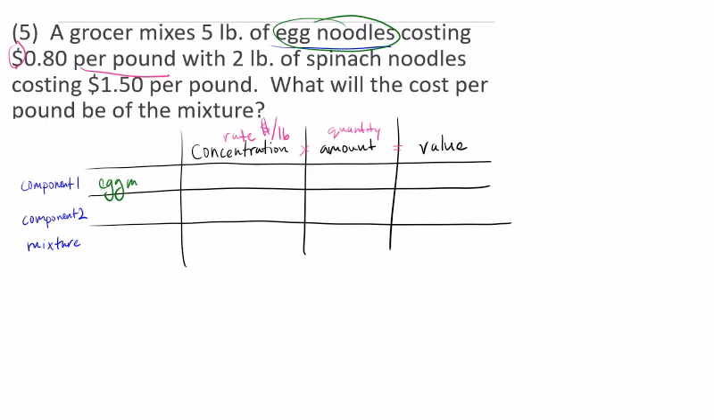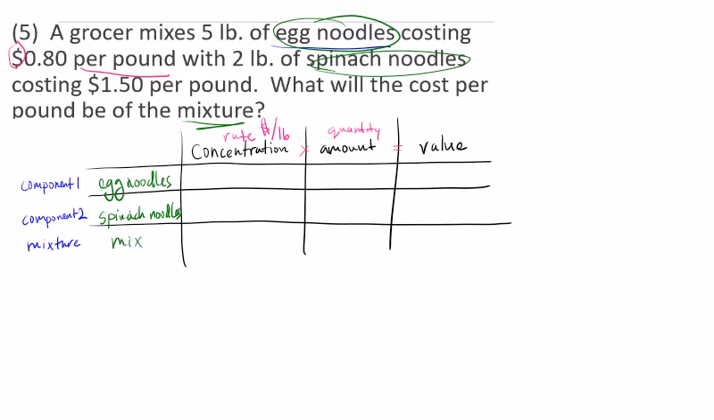Just trying to spell noodles. All right, so we have 5 pounds of egg noodles, and it gives us our rate there. We'll get back to that. And then we're mixing spinach noodles. They don't necessarily name our mixture, but we have all the noodles together. We'll just call it mix.